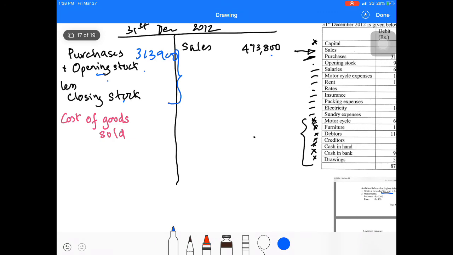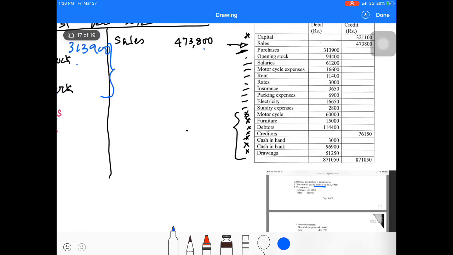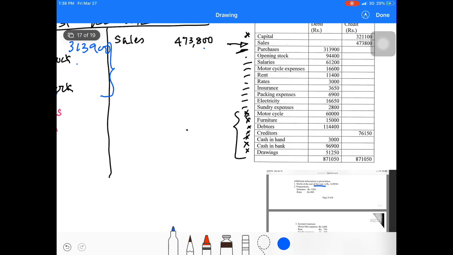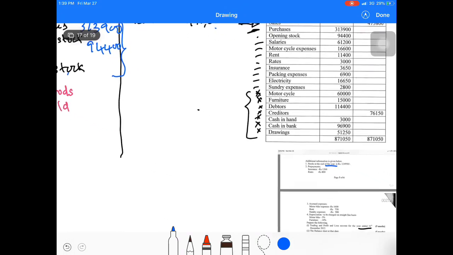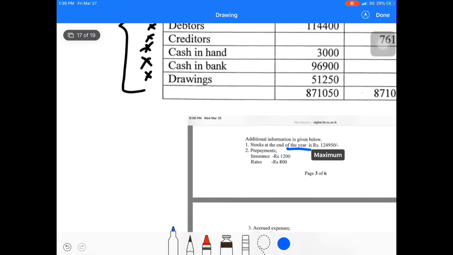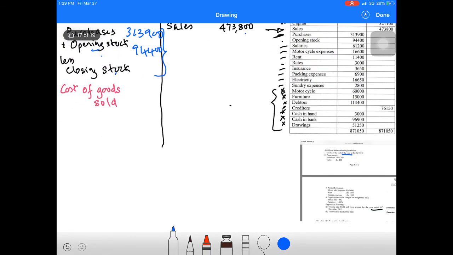Then opening stock is given as 94,400 and closing stock is 124,950. So we should subtract this amount from these two. So we get the cost of goods sold as 283,350.